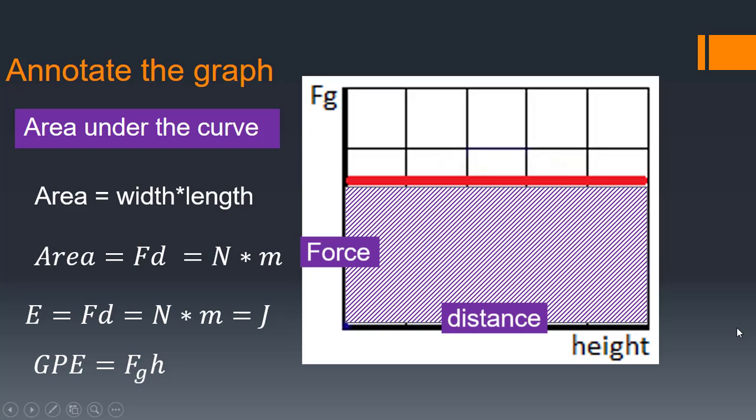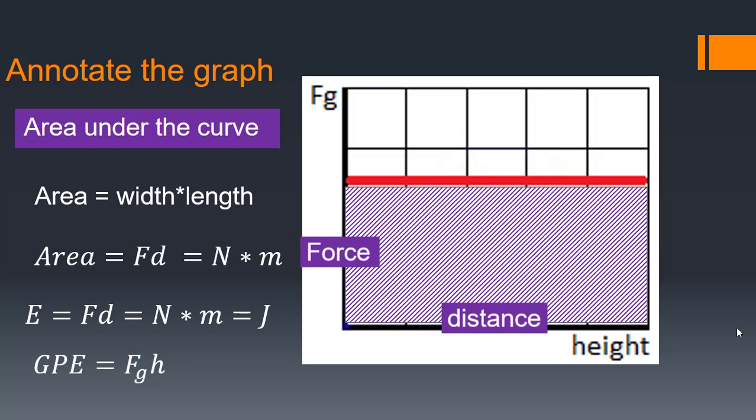This graph is specifically looking at gravitational potential energy. So E is the gravitational potential energy in this example. The force is specifically the force of gravity, and the distance we moved the mass was the height above the surface. So this graph gives us a nice little equation to determine the amount of gravitational potential energy stored in a mass at any given height.